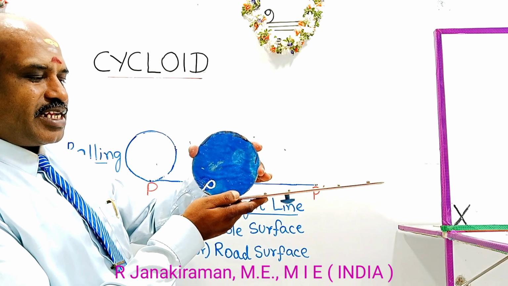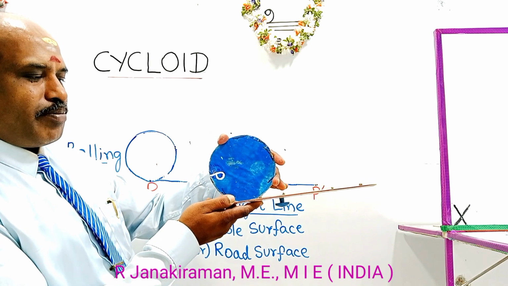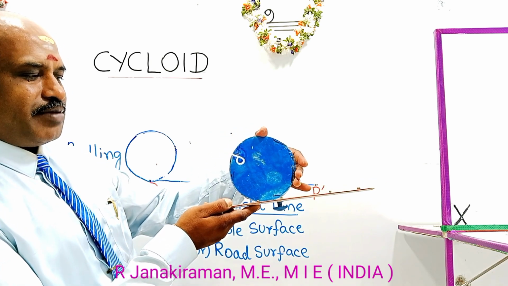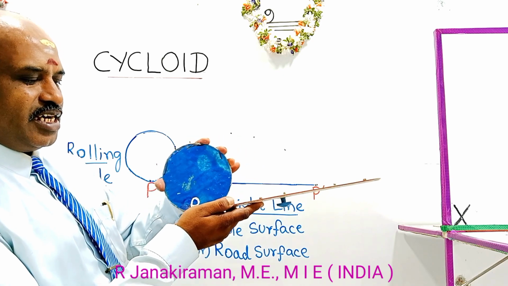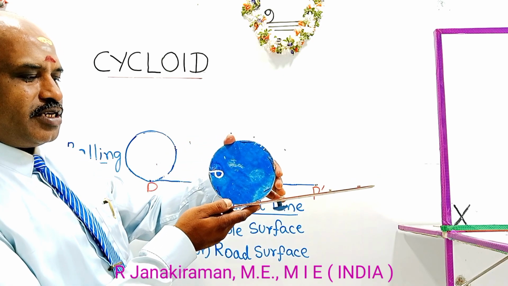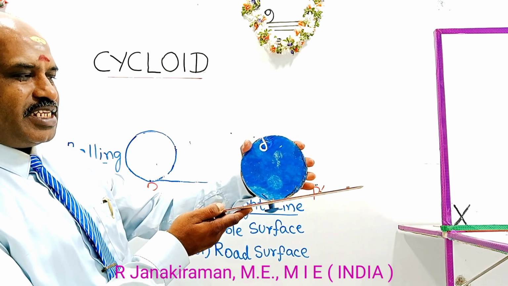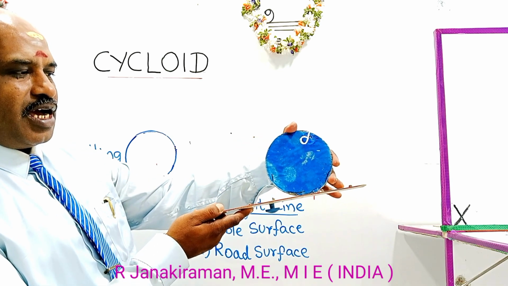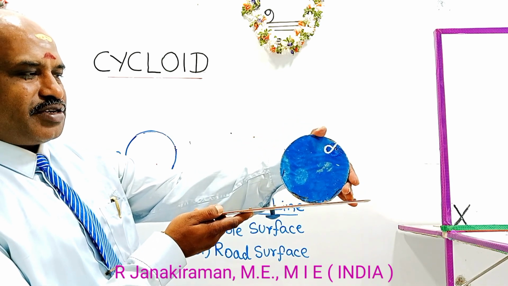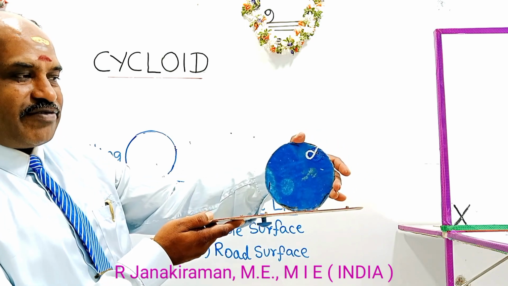Okay, so when the circle rolls along a straight line, the point P changes its position every time. Initially it is at the left end, then it rolls. When the rolling circle rolls clockwise, the point P is changing its position every time, and the point is traced continuously. The curve generated is called cycloid of a circle.